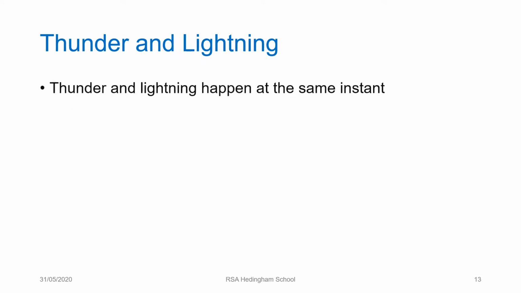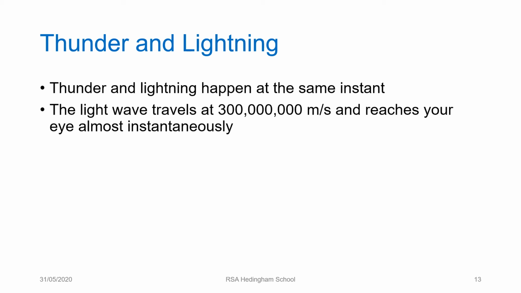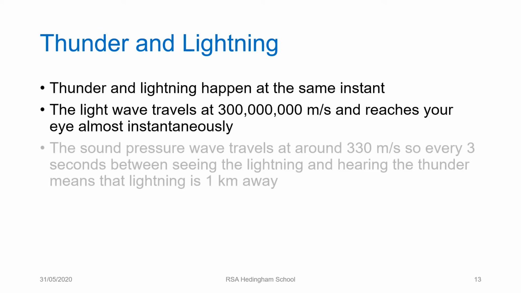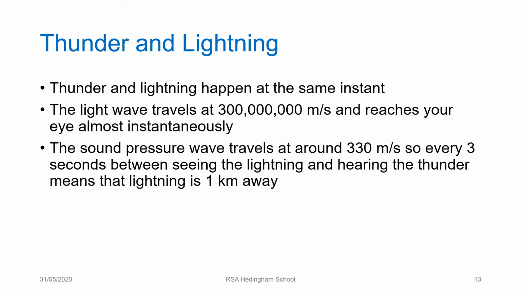Thunder and lightning happen at exactly the same time. The light travels at 300 million meters per second, and that's the fastest speed that anything can travel. So the light reaches your eye almost instantly. The sound wave, however, travels much more slowly, around about 330 meters per second.